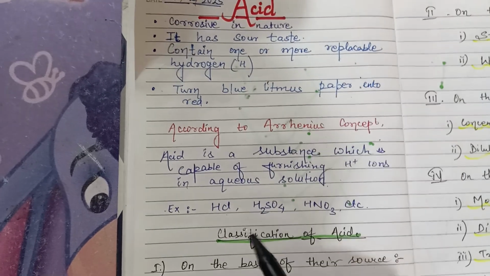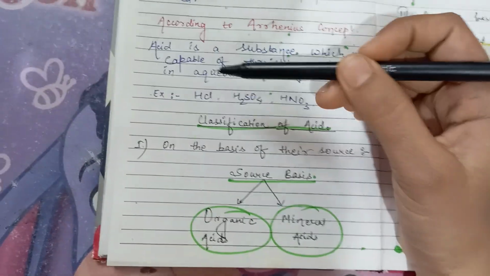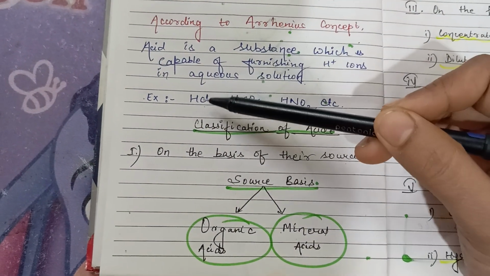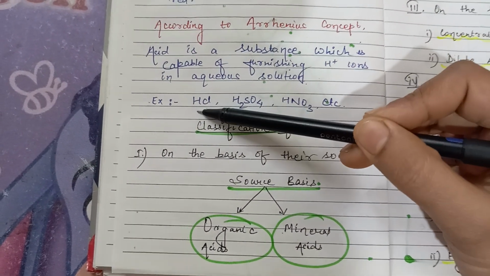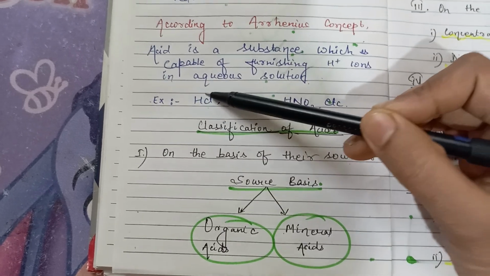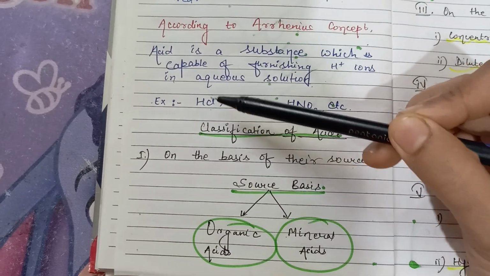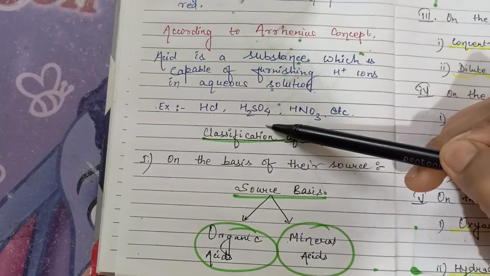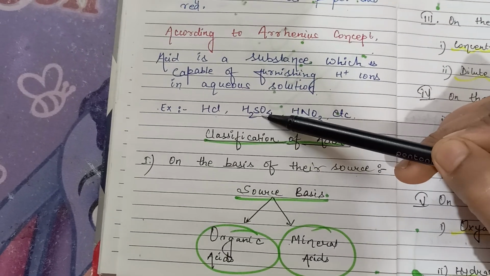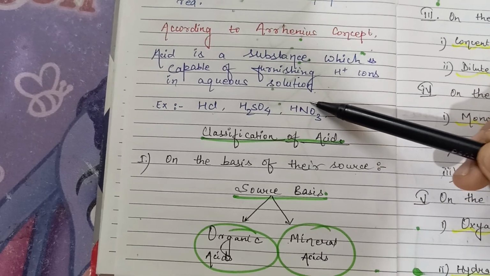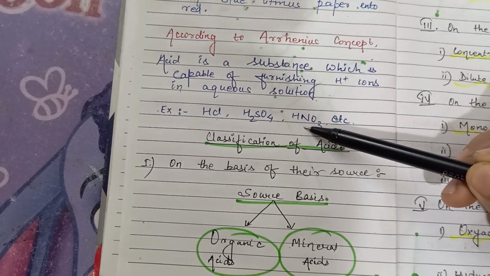That is, when HCl is dissolved in water, we get H+ ion and Cl- ion. It means the HCl, this is the acid, it is furnishing H+ ion. Similarly, in the case of H2SO4, we are getting 2H+ ions. In the case of nitric acid, we are getting H+ ion.